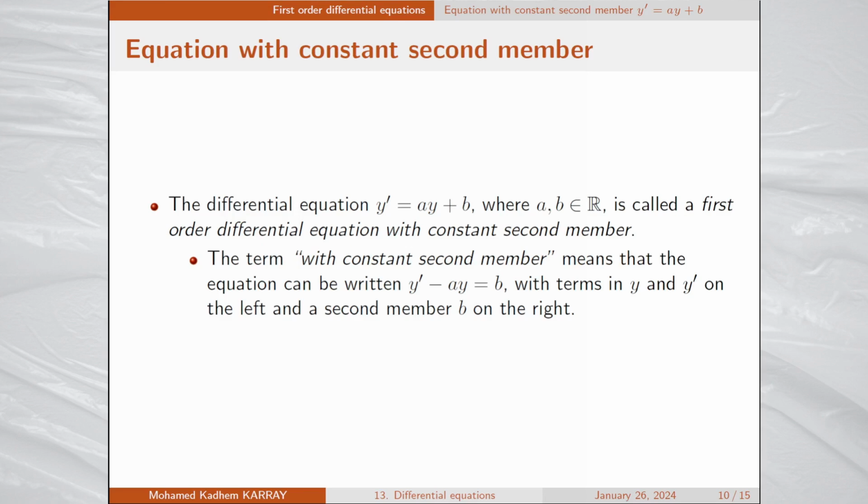The second type of differential equation we consider in this lesson is an equation with constant second member. This is an equation in the form y prime equals ay plus b. It is called first order differential equation, since here we have a first order derivative, with constant second member. The term constant second member means that the equation can be written in the following form: y prime minus ay equals b, where b is constant. So the second member, the right-hand side member, is constant.